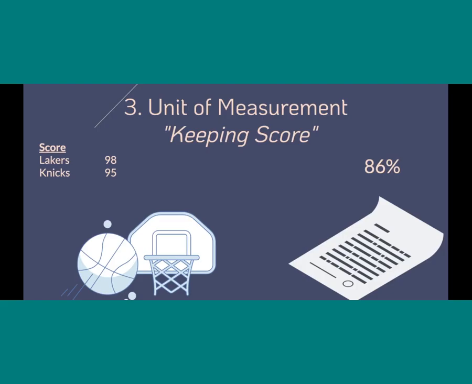So if the Lakers are playing the Knicks and the Lakers win 98-95, then we know that the Lakers performed better in that game as opposed to the Knicks. If we're taking a test or doing a homework assignment and we get an 86 out of 100, that is one way that we measure our performance, our ability to take that test or do that homework assignment.